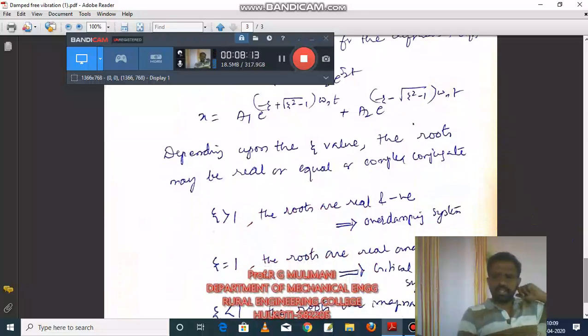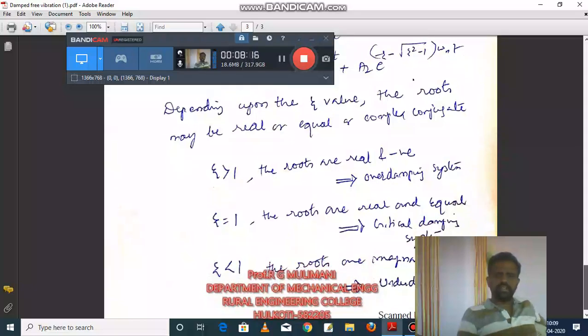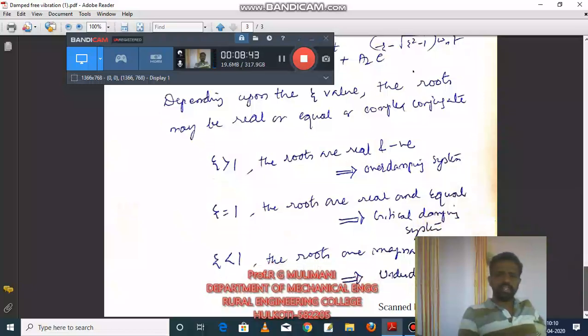Okay, depending upon the value of zeta, the roots are as follows. If zeta value is more than 1, then the roots are real and negative. Such a system is called the over-damped system. In that case, c value will be more than cc. Similarly, when zeta is equal to 1, the roots are real and equal. Then it is called the critical damping system, when c is equal to cc. Similarly, when zeta value is less than 1, the roots are imaginary, when c value is less than cc.